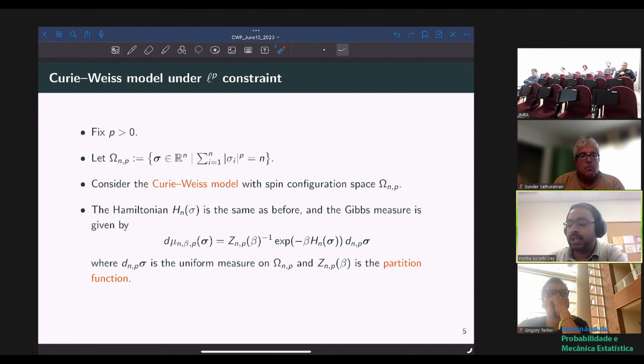So that means we have the same Hamiltonian: just take a sigma from this space and look at H_n(sigma), which is 1 over n, the summation of sigma_i sigma_j, multiplied by beta. Now we have the corresponding uniform measure on the surface, and one can also define the corresponding partition function to make it a valid density. Now the question is, for p equal to infinity, we know the behavior here. So do you see the same behavior for all positive p?